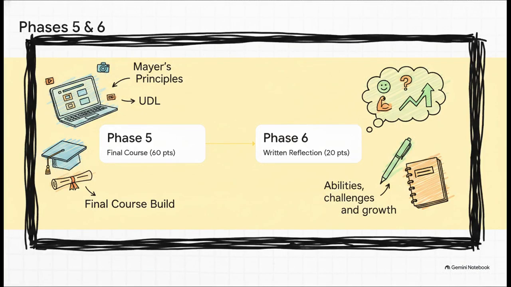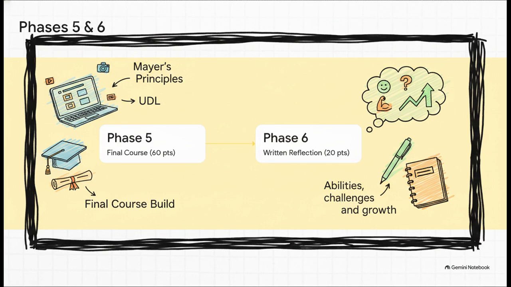And then the grand finale. Phase 5 is your final course build and an 8 to 12-minute recorded presentation. This is the big one, worth 60 points. This is where you literally walk us through the modules you've built in your LMS, showing off how you applied Mayer's principles and UDL. Finally, Phase 6, worth 20 points, closes out the semester with a final written reflection.